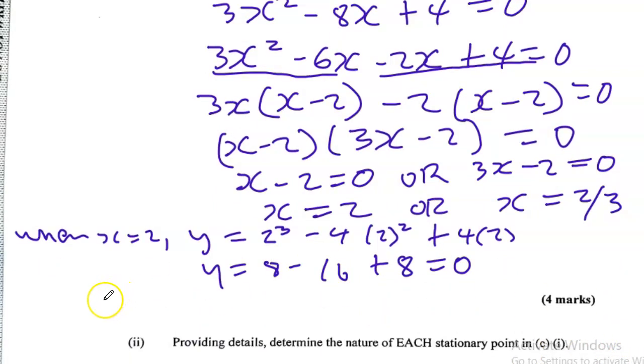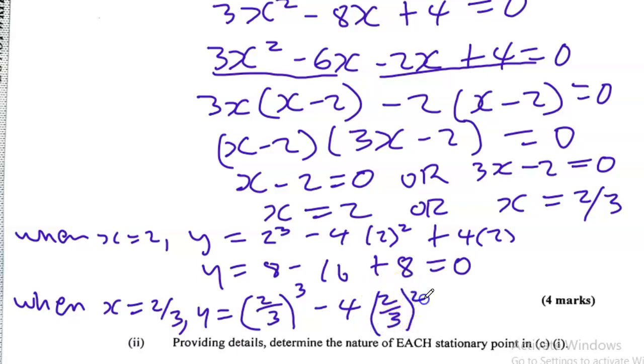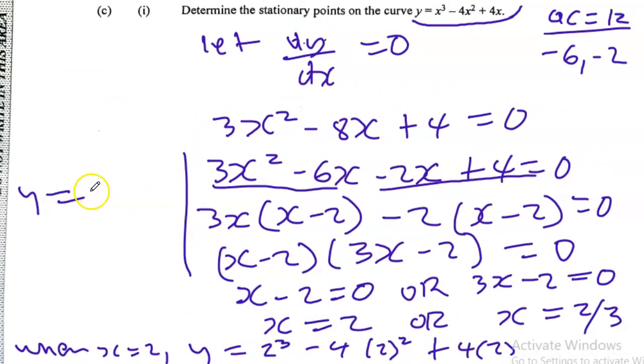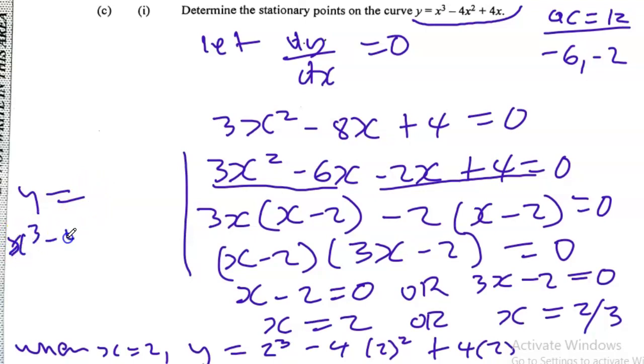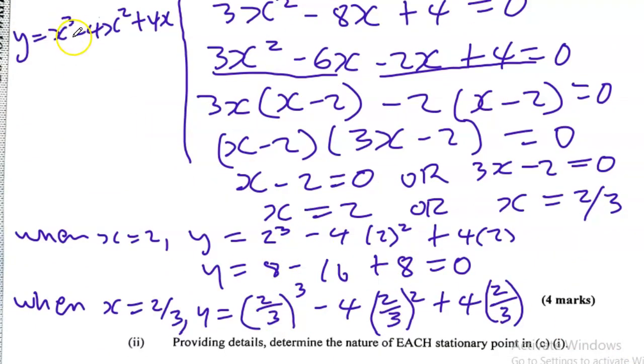Next we're going to substitute 2/3. So when x equal to 2/3, y equal to 2/3 cubed minus 4 times 2/3 squared plus 4 times 2/3. So remember y was x cubed minus 4x squared plus 4x. Alright, so when x equal to 2/3, 2/3 cubed, minus 4 times 2/3 squared, plus 4 times 2/3.